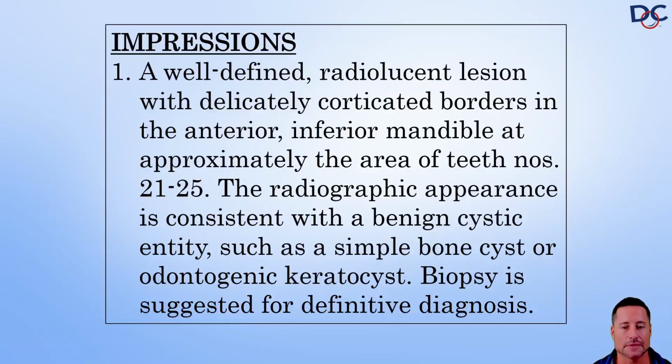So I sent this, and it came back a well-defined radiolucent lesion with delicately corticated borders in the anterior inferior mandible at approximately the area of teeth numbers 21 to 25. The radiographic appearance is consistent with a benign cystic entity, such as a simple bone cyst or odontogenic keratocyst. Biopsy is suggested for definitive diagnosis. So we sent it to the oral surgeon, and they saw the patient and addressed the issue.